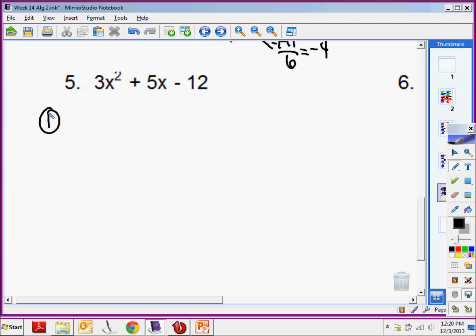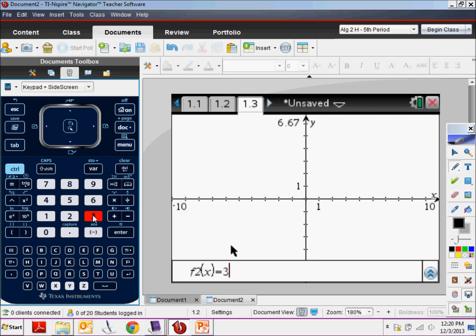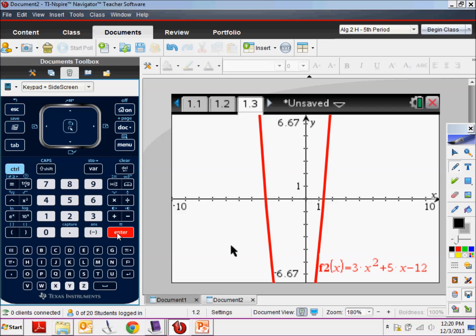Step 1 is put it in the graphing page. So I'm going to go to the graph page. And I'm going to put in 3x squared plus 5x minus 12. Hit enter. Hold on. That's why I say go to home and press a new graph page, guys.